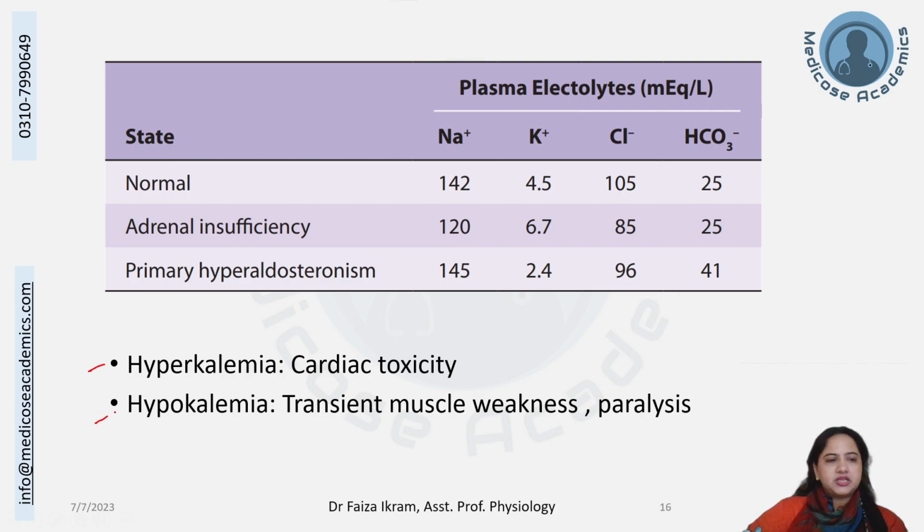Another implication: hyperkalemia, hypokalemia, you know from your previous knowledge of nerve physiology and cardiac physiology. Action potentials, potassium is very important. Both hyper and hypokalemia, specifically hyperkalemia, can lead to arrhythmias. Hypokalemia can also lead to muscle weakness and transient muscle weakness. Even excessive hypokalemia can lead to transient paralysis episodes of the muscles.